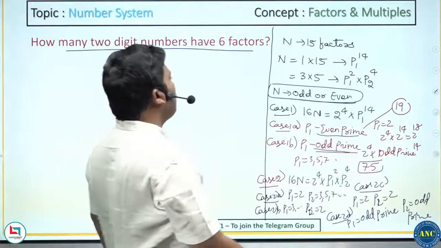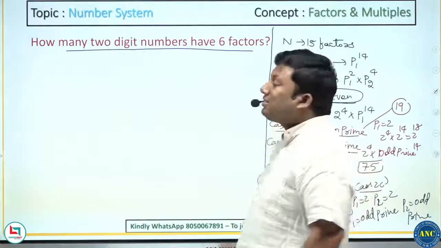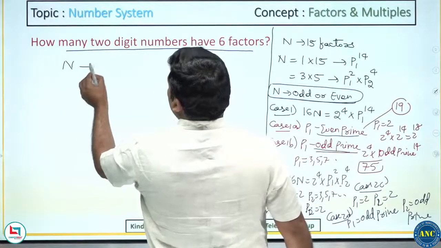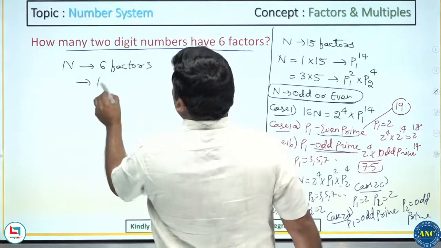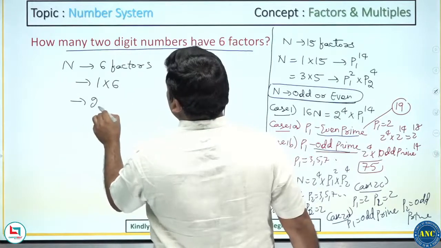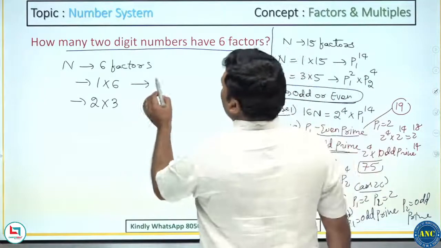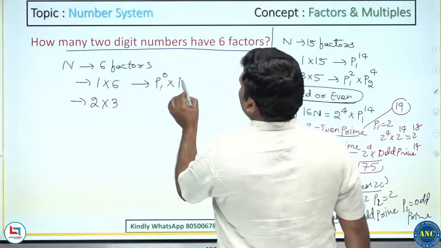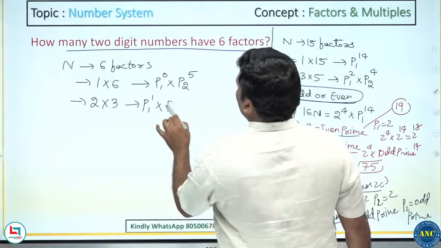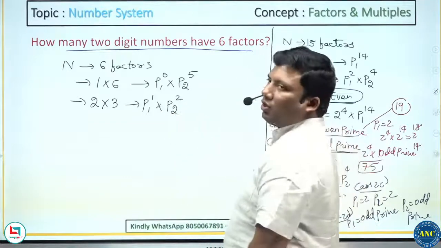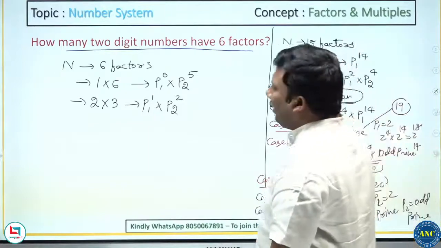Next one, how many two-digit numbers has 6 factors? We have already done this model. There is a number, it has got 6 factors. If the number of factors is given in the question, decompose the factors till the elements are prime numbers. 1 into 6 and 2 into 3. So 1 into 6, this will be p1 power 0 into p2 power 5. If it is 2 into 3, p1 power 1 into p2 power 2. 0 to 1, 2 cases, 0 to 2, 3 cases.